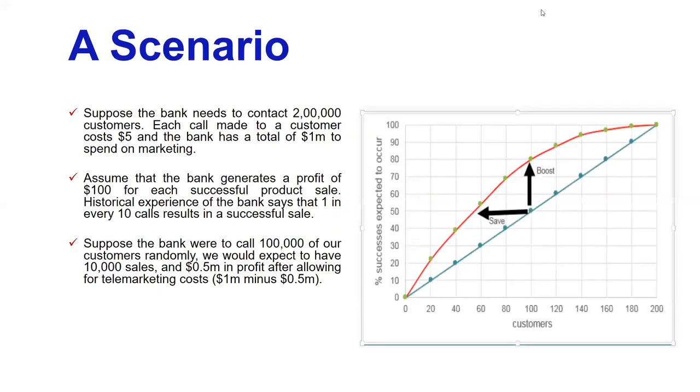Look at the scenario here. Imagine you have 2 lakh customers' contact numbers with you. The cost of contacting one customer is considered as $5 per call. So if a telecaller contacts one customer, the call cost goes $5. So the total budget to reach out to 2 lakh is 2 lakh into 5. You can just take $1 million to spend on marketing.